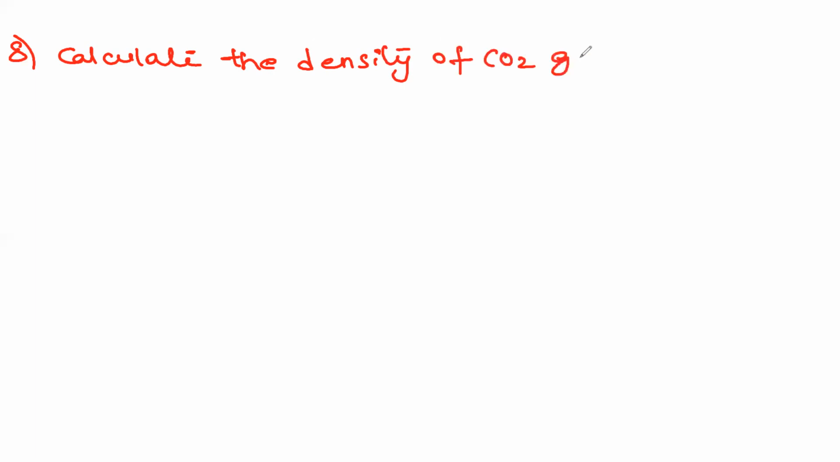Next question. Calculate the density of carbon dioxide gas at STP. It's a simple question. They will not give any value. Just simply they'll ask to calculate the density of carbon dioxide gas at STP. So at STP, the mass of carbon dioxide is 44 grams.